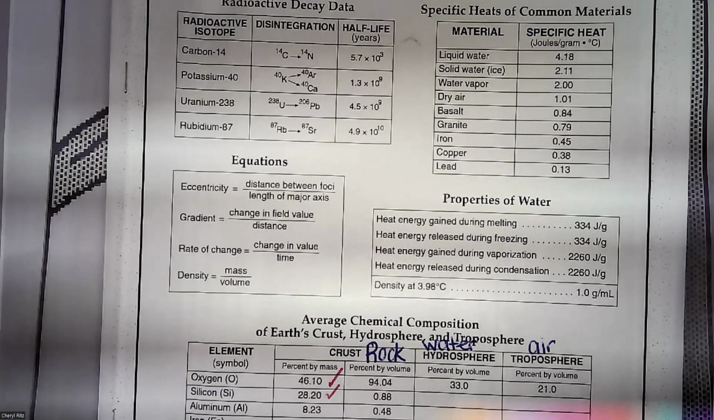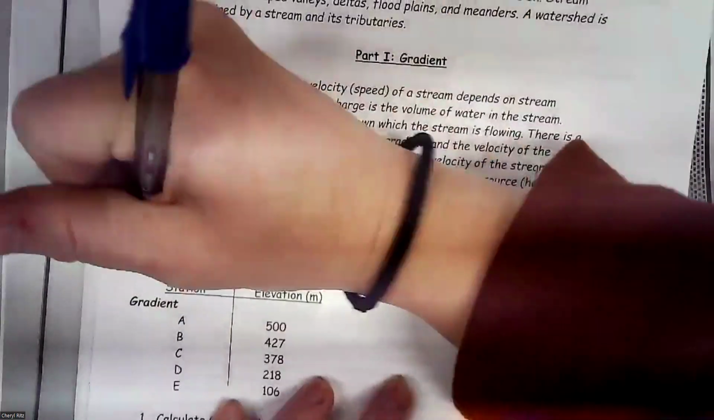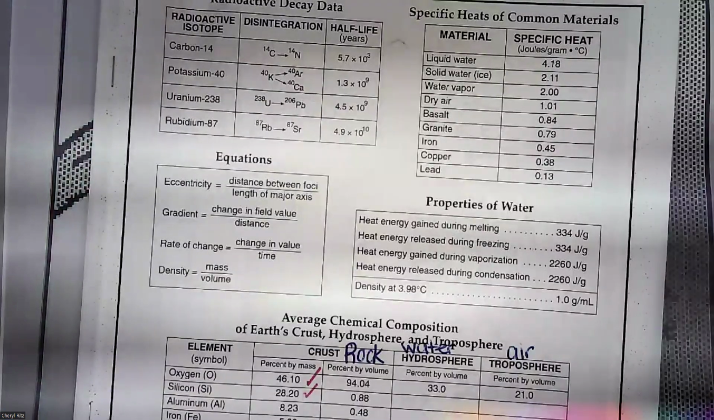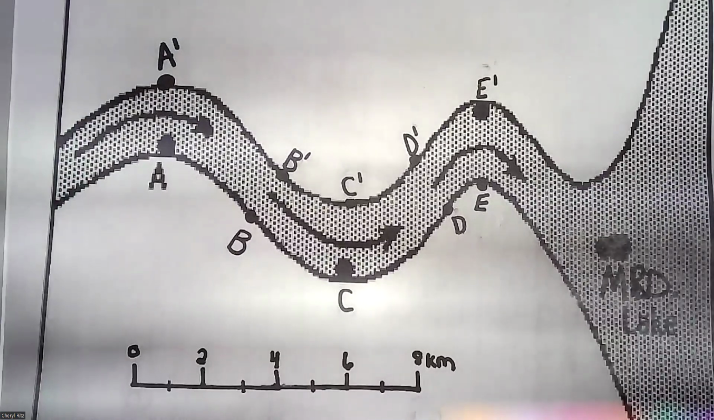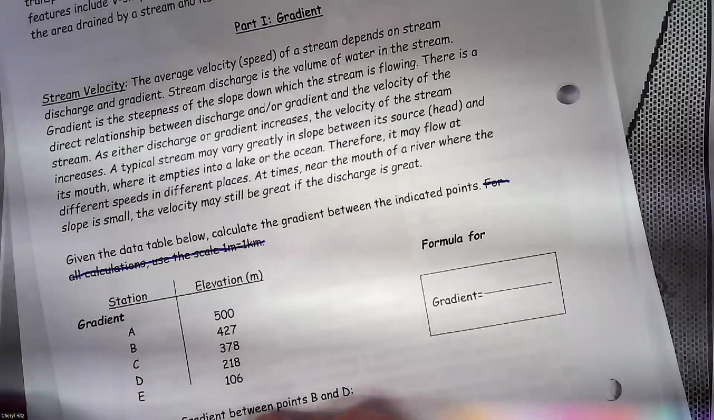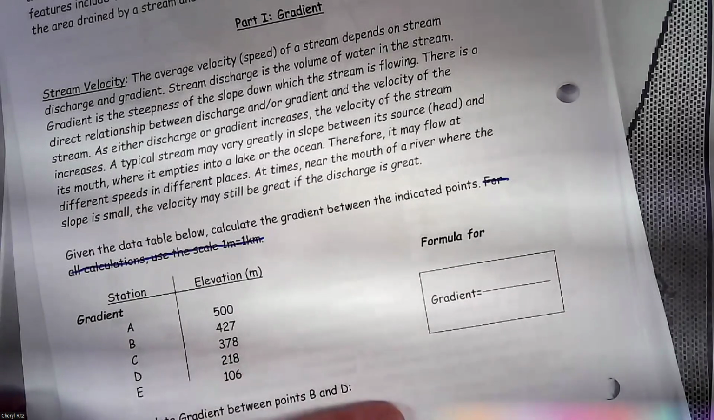For all calculations, we're going to use the scale. Actually, we don't have to worry about that because I gave you a scale on your reference table. We don't need to do that because we have a scale on the map that you were supposed to pick up. So first things first, let's see if we can remember how to calculate gradient. So there is a spot to put the formula. I realize it's probably too small to write in there. But again, what was the formula from the front page of your reference table?